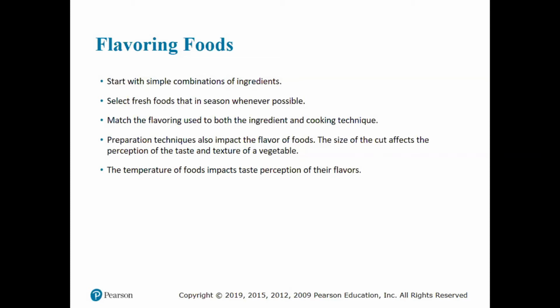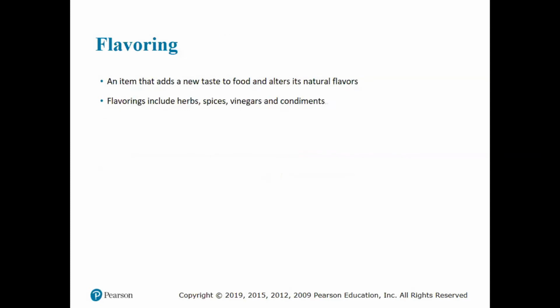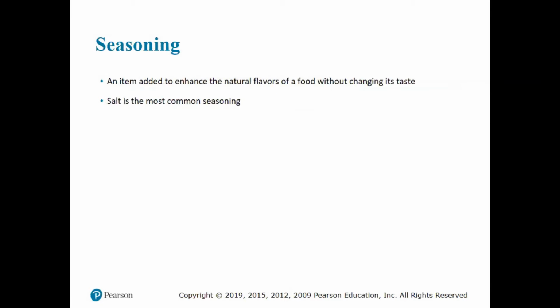Temperature, like I said, also impacts that flavor profile as well. So those are things to think about when you're looking at putting flavors together. So let's talk about flavoring. Flavoring is an item that adds a new taste to the food, and it alters the flavor to begin with. So flavorings can include herbs, spices, vinegars, condiments. All of those fall under the topic of flavoring. It's adding a new taste to the food matrix.